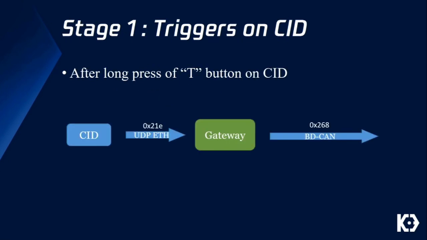So the first stage is about the triggers on CID, because after you have a long press of the T logo on CID, there's a signal from CID to send to gateway, and the gateway will transfer the signal to the body cam. And it will use the UDP Ethernet. If you want to know the details, you can check the white paper we released last year.